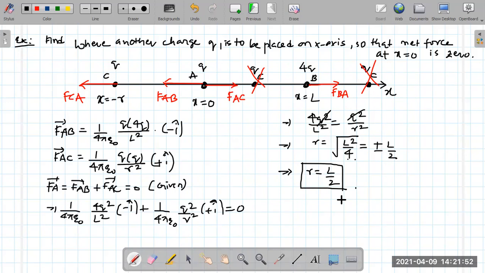So like that, in the given question, what they'll do is that they'll give two charges and they'll ask where the third charge should be placed so that it will be at equilibrium, or they'll ask what charge must be placed at a particular point so that the net force is zero. Understand the logic? Yes, sir.